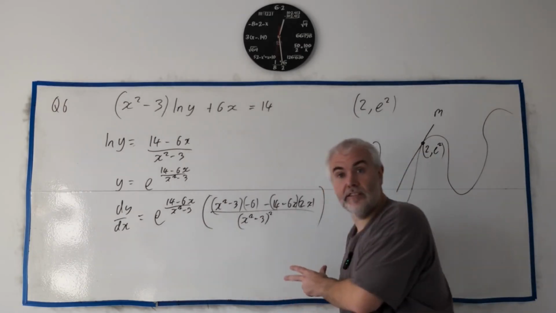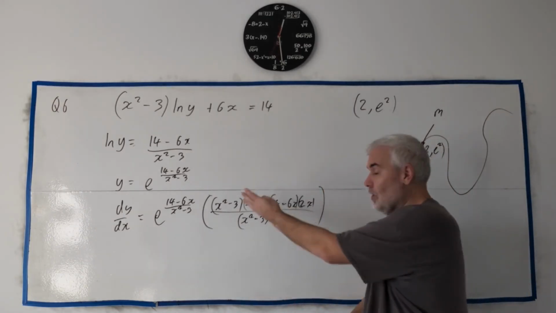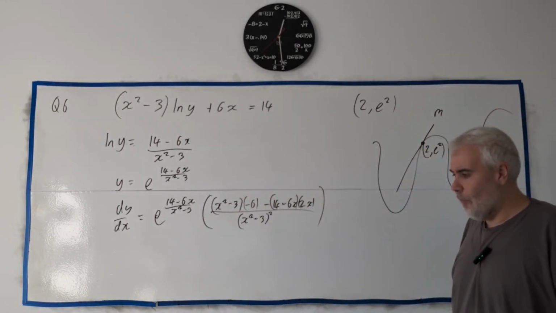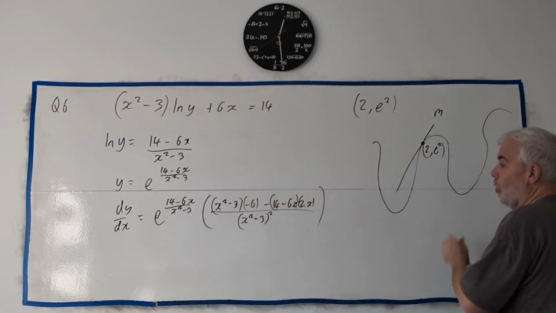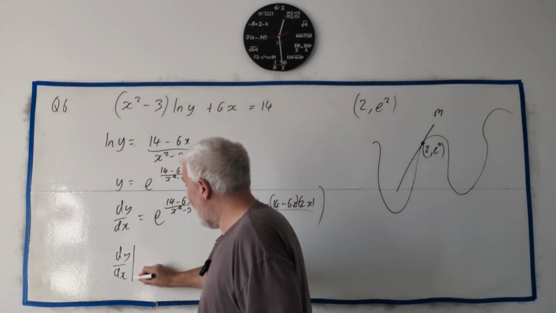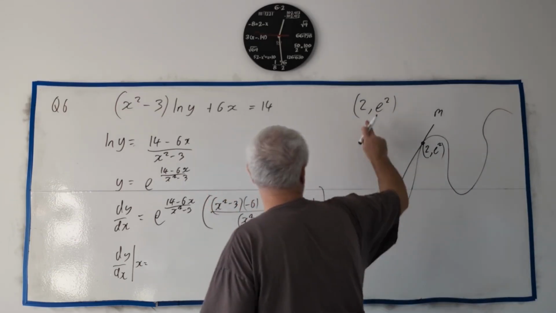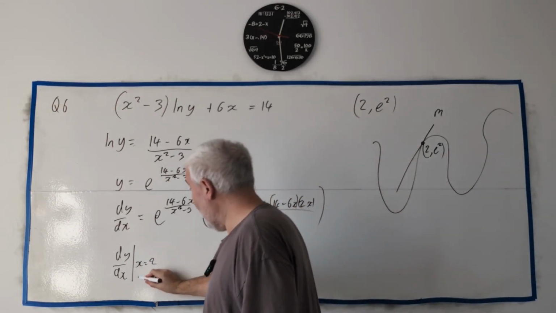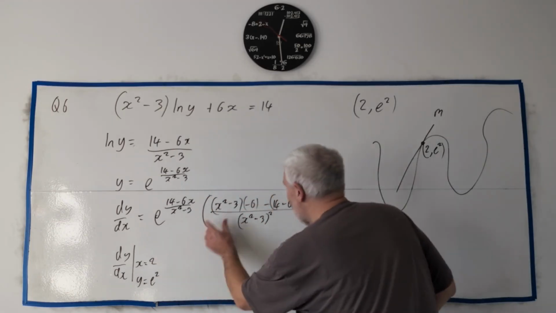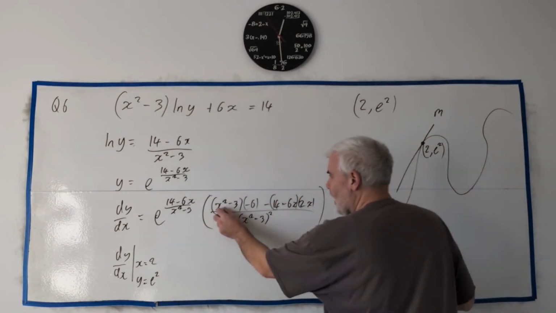That's dy dx. You might say, well, what do I do with all this? You could clean it up a little, but not much. Remember, you're just looking for the slope. Let me finish this off a little bit. dy dx when x equals 2 and when y is equal e squared. You go ahead and put all of that in here. It's not as scary as it looks.